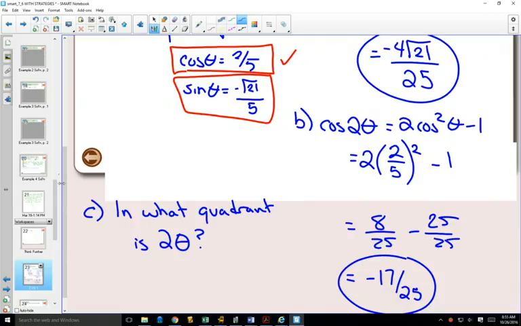Now next year, in your IB classes, you'll learn special IB math words, instruction words like hence. Hence means that the answer to your question can be found by looking at the answers to your previous 2 questions or your previous question. So hence, in what quadrant is 2 theta?